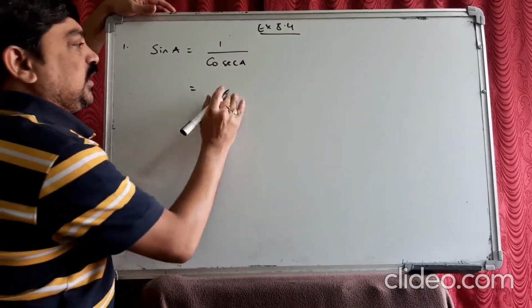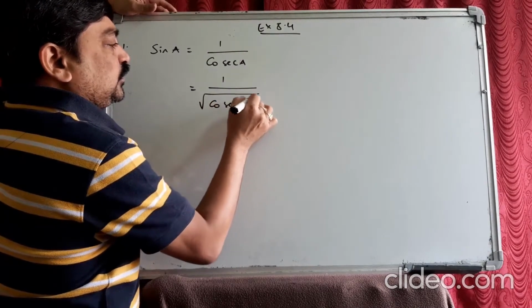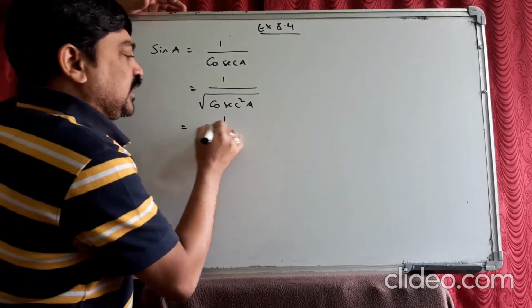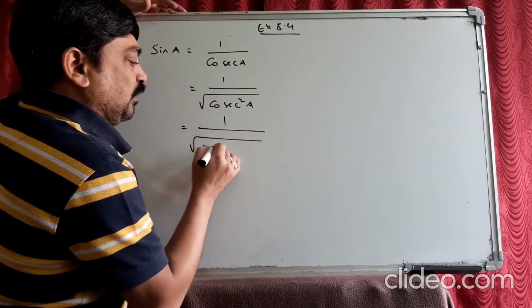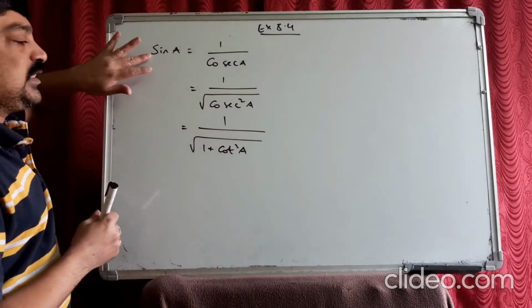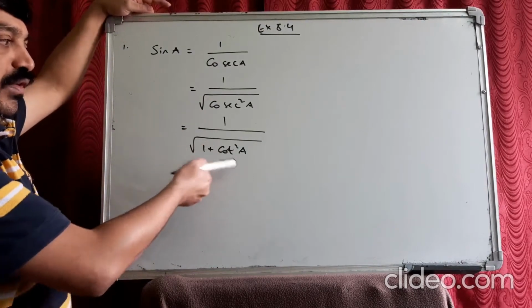And 1 by cosecant A, I can also take as 1 by root of cosecant square A. According to the identity, cosecant square A can be taken as 1 plus cot square A. So the answer for sin A in terms of cot A is 1 by root of 1 plus cot square A.